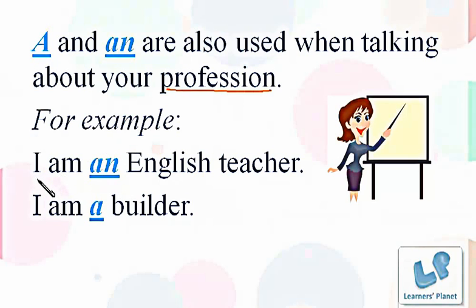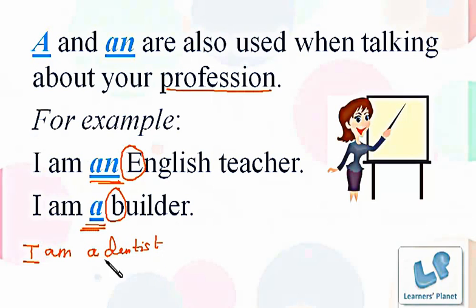So if we take an example, I am an English teacher. Over here it begins with a vowel, so we use an with it. And the next one is, I am a builder. Builder begins with a consonant sound and a consonant, so we use a with it. Now there could be many more such examples like, I am a dentist, or Mark is an engineer.